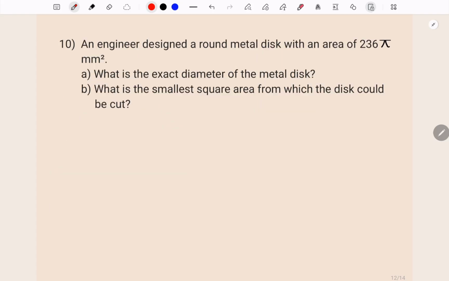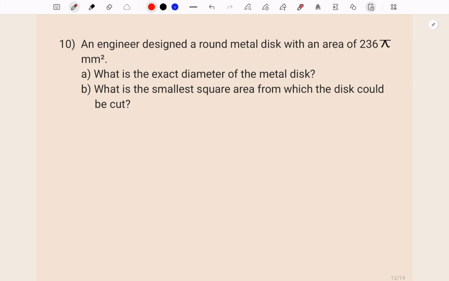Moving on to the final question. So this is an application based question. An engineer designed a round metal disc with an area of 236 pi millimeter squared. So there are two parts of this question. The first part asks the exact diameter of the metal disc, and the second part is asking about the smallest square area from which the disc could be cut.